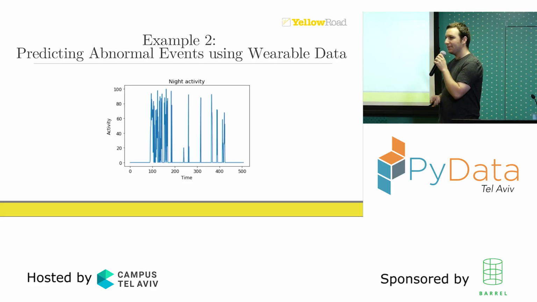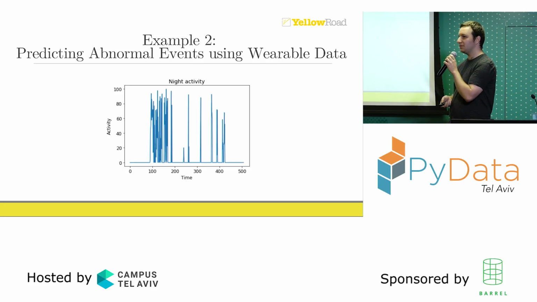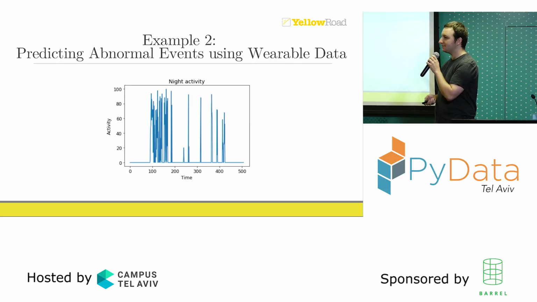My second example is from the medical field. We had data about patients that had wearable devices on them, and we were trying to predict if a patient will have an abnormal event or an attack of his disease using the wearable data. Here in the plot, we can see the activity of a patient at night, and in red, we can see the activity during an attack.